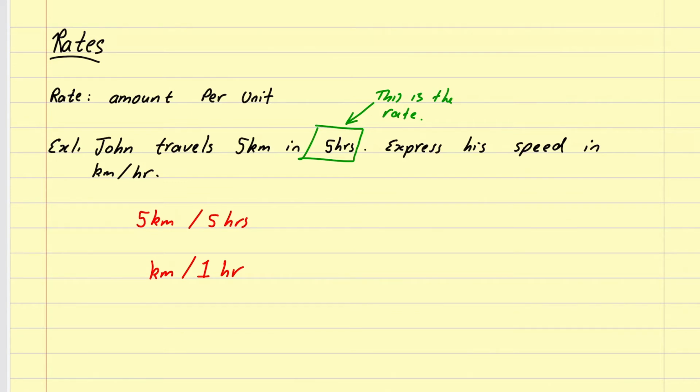Now let's see how we got to the 1 hour. Well, have a look at the hours first. How would I go from 5 hours to 1 hour? I would have to divide that by 5, because 5 divided by 5 gives us 1. So therefore, I should also divide this by 5 as well. So therefore, our final answer would be 1 kilometer per hour.